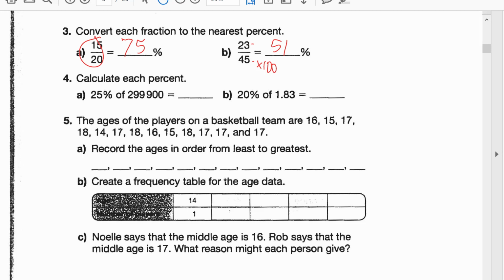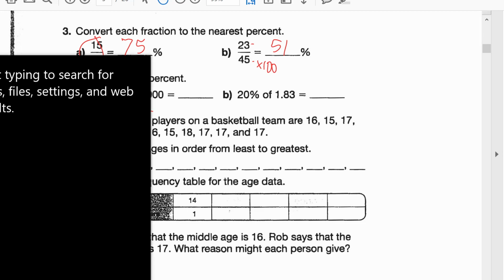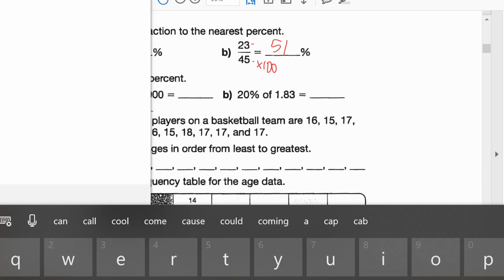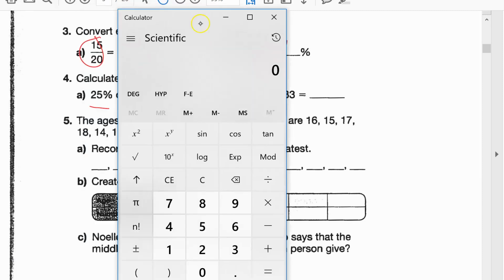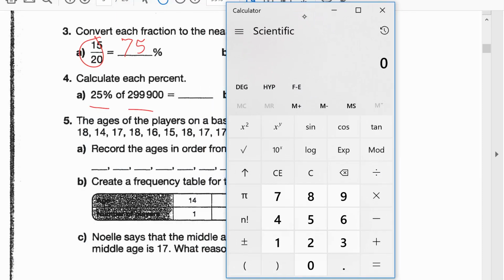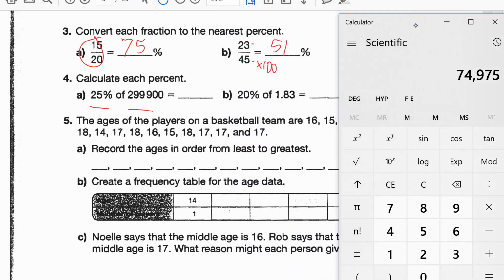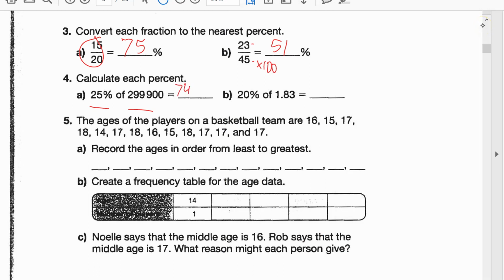Calculate each percent. If you don't remember this from earlier, let me see if I can pull up the calculator app here. 25%, so 0.25 of, times 299,900, equals. There we go, that's our answer: 74,975. And let me check. Yep, it's good.